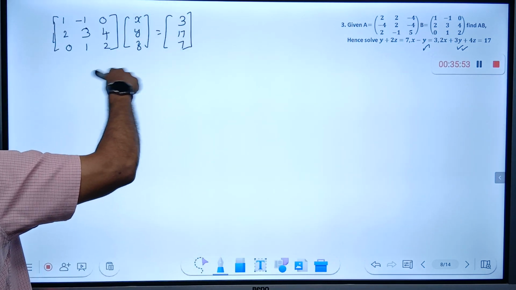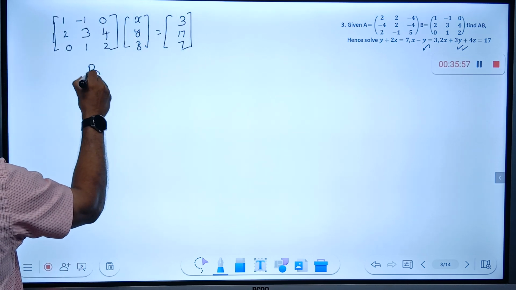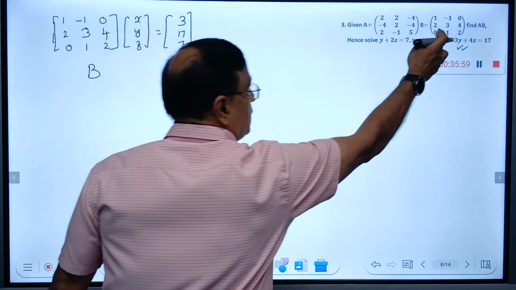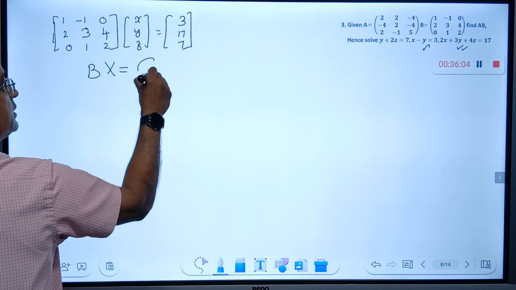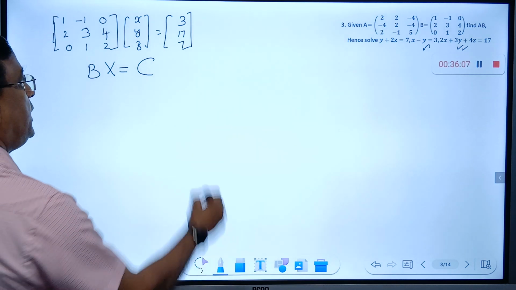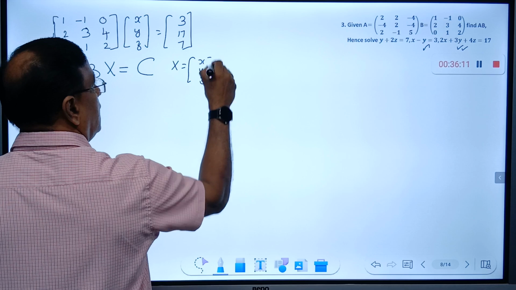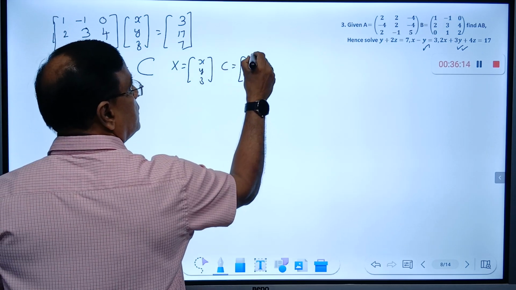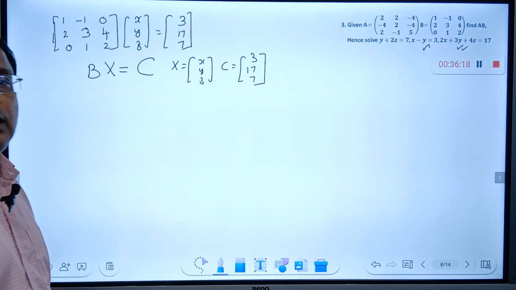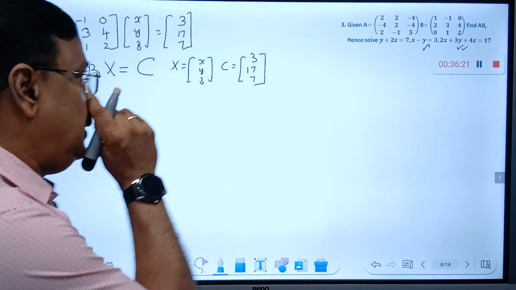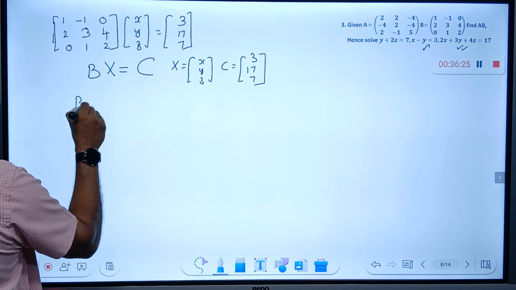Now if you observe this very, very carefully, this is nothing but B, correct? This is your matrix B. And this is X equal to some new matrix C. Now what is X? Your X is x, y, z. And what is your C? Your C is 3, 17 and 7. Now what should I do? I want to find X. So multiply both sides by B inverse.